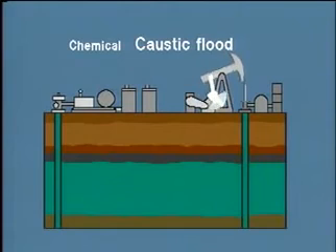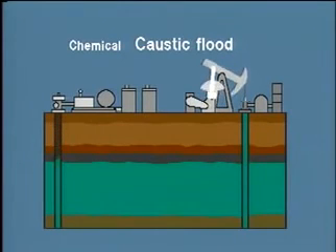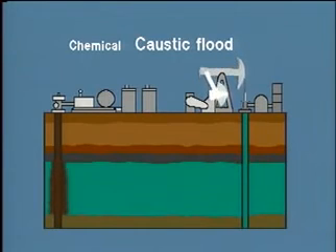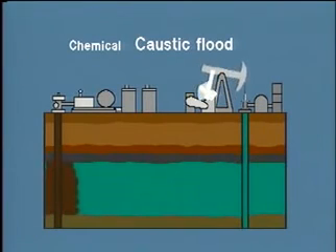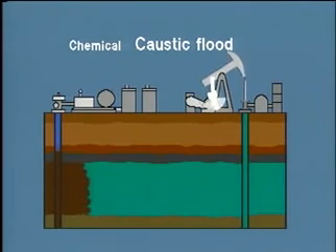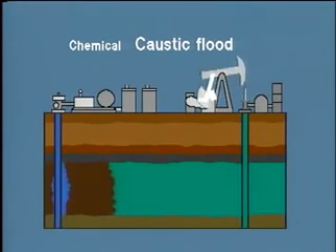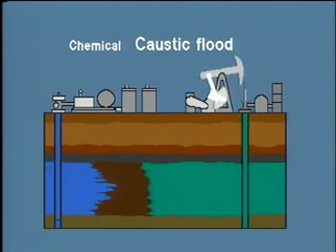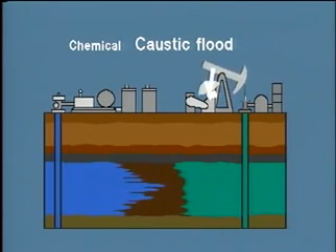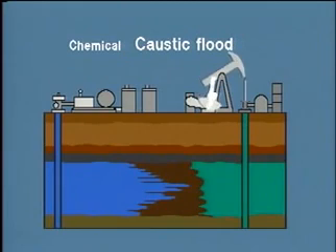In the case of caustic flooding, sodium hydroxide, added to injection water, reacts with certain crude oils at the crude-water interface, forming surfactants in situ, shown here in brown. This reduces the interfacial tension and thus the residual oil saturation. The heavier, more viscous crudes are usually the most responsive to caustic flooding.